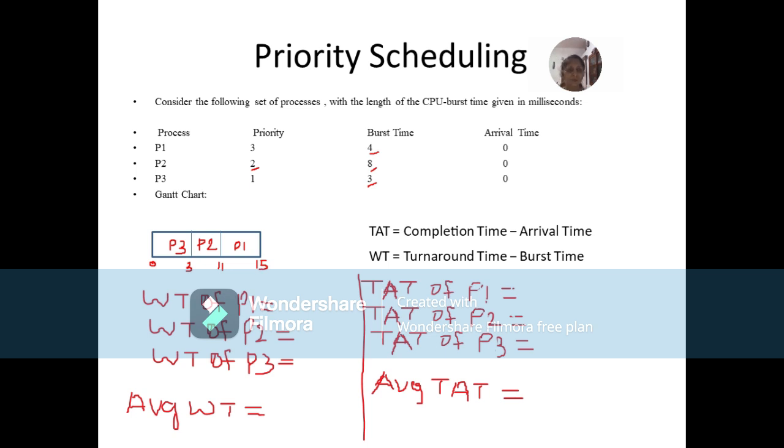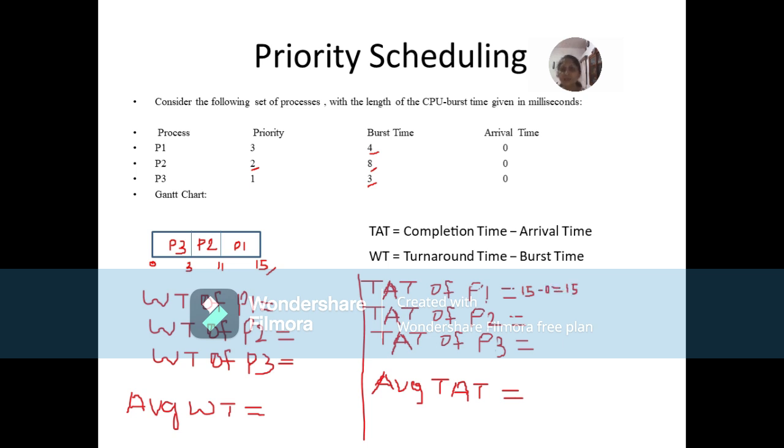Now is the time to calculate the turnaround time as well as the waiting time of each process, as well as the average turnaround time and average waiting time. Let's start with P1. What is the formula of turnaround time? Process completion time minus process arrival time. What is the completion time of process P1? 15. And what time did process P1 arrive? It arrived at time 0. So 15 minus 0 is 15.